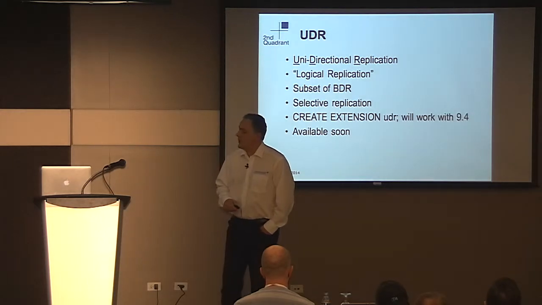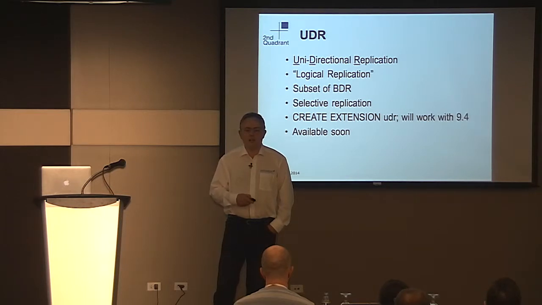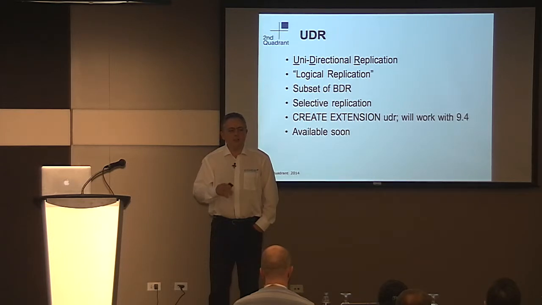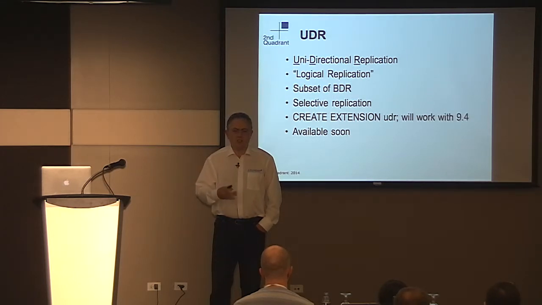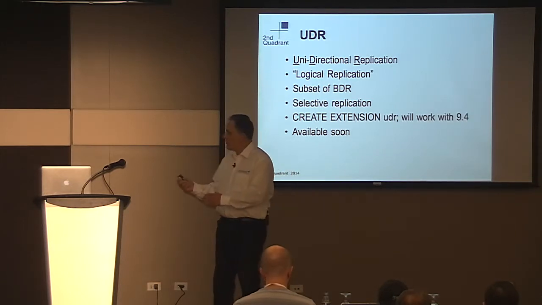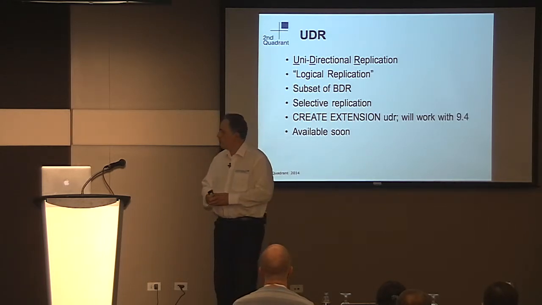Second thing that we're releasing is called unidirectional replication. Now this is a subset of the BDR code. Now the subset that we're doing is defined not by a particular set of features, but it's defined by this will work on stock 9.4 Postgres. Okay, so the intention here is to produce a cut down version of BDR that will just plug in as an extension to 9.4. Okay, so it will be a module that you can literally say create extension UDR, and then it will begin working with 9.4.